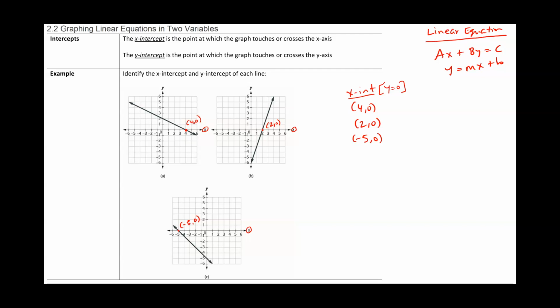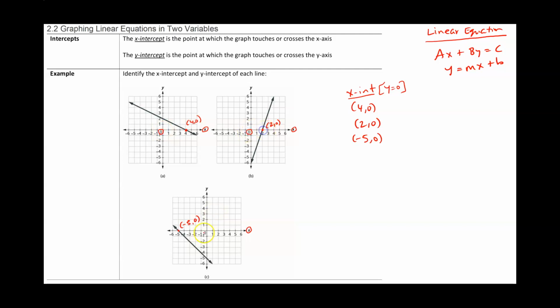And that's not a coincidence. The reason that the y value is 0 is because let's say the y was equal to 1. So these are all the y values. If the y was equal to 1, then we would end up here. If the y was equal to 2, we would end up over there. To end up on the x-axis, the y value always has to be 0.